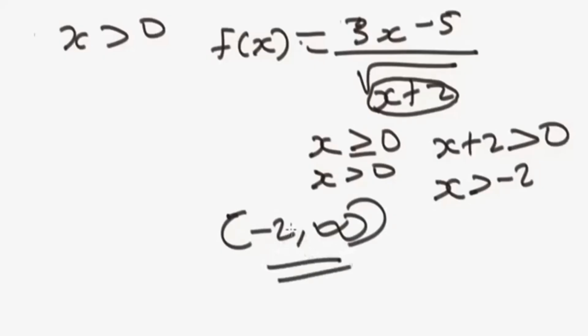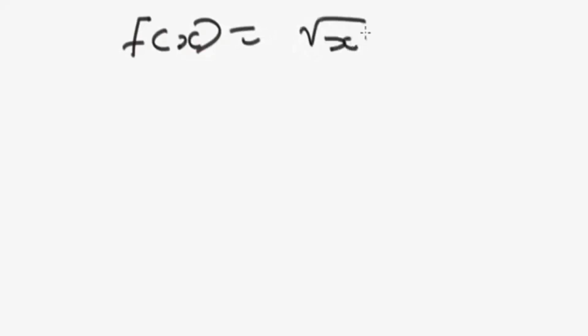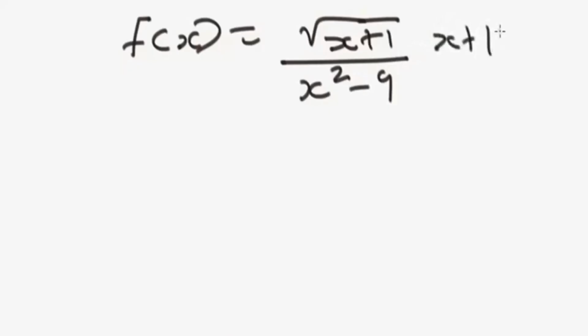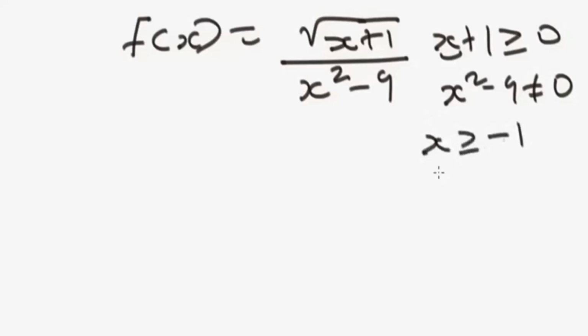So let's look at the last example I have here. Okay, let's say you have a problem like this: f of x equals a rational function with a square root in the numerator. You have the square root of x plus 1 over x squared minus 9. So when you have this kind of problem, you have two situations. First situation will be x plus 1 greater than or equal to 0, and x squared minus 9 not equal to 0. So when you make x the subject of the formula here, x is greater than or equal to negative 1.